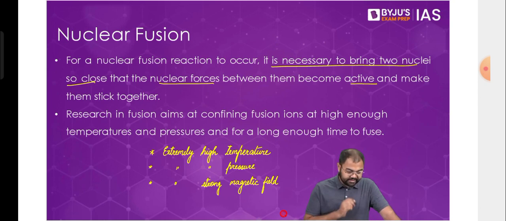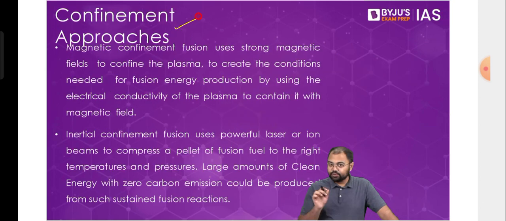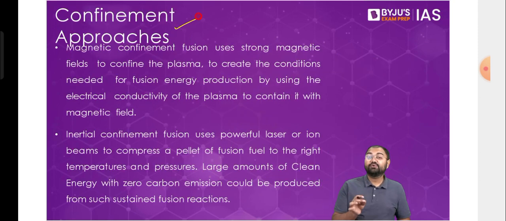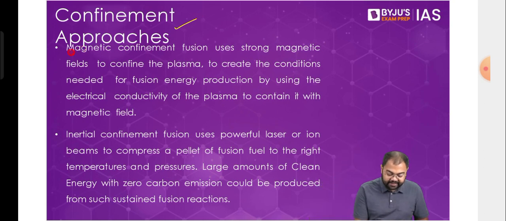So there are certain approaches that have been used. These are called confinement approaches. There are two important confinement approaches that are used so that we can make nuclear fusion possible. What are these? The first one is called magnetic confinement. The other one is called inertial confinement.